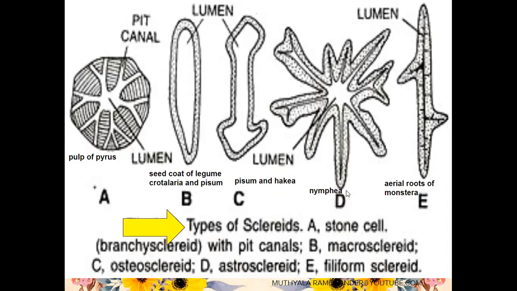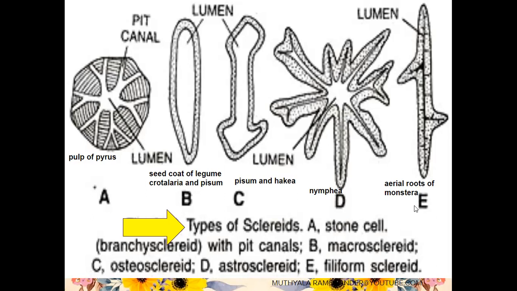And the fourth one is astrosclerites. Astro means star-shaped sclerites. The star-shaped sclerites are present in Nymphaea, like in hydrophytes. The star-shaped sclerites have more arms. They look like a star-shaped structure with a small cavity of lumen.